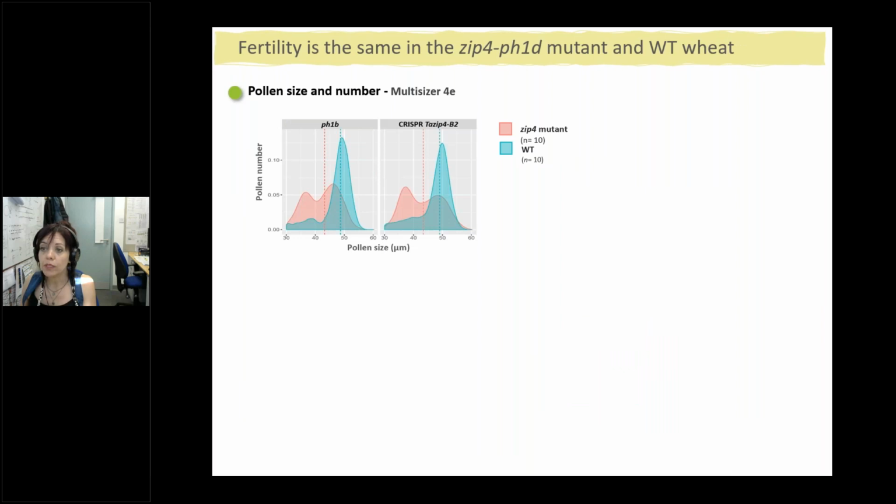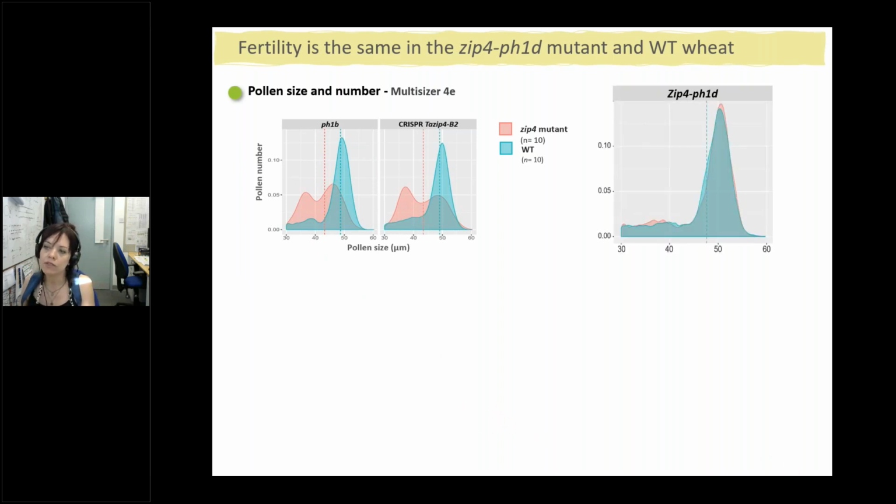As for the final pollen, you can see here again the pollen profile of the CRISPR and the Ph1b mutant with the two characteristic peak sizes. And this is the profile of the ZIP4 Ph1 mutant in orange compared with its wild type in blue. You barely see the orange because, surprisingly, the pollen profile of this mutant and the wild type were basically the same, with only one single peak around 15 micrometers of diameter, indicating that this separation of function mutant doesn't produce a significant number of smaller pollen grains.